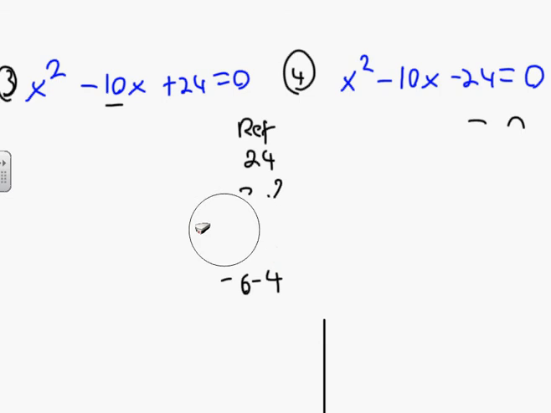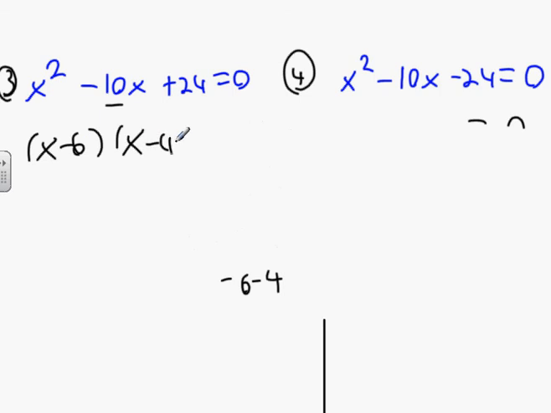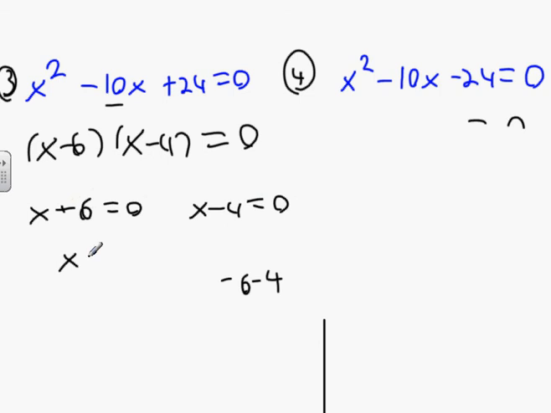So, our answer for this is going to be x minus 6, x minus 4 equals 0. Then after that, x minus 6 equals 0. X minus 4 equals 0. Then after that, x equals 6. X equals 4. Many people got x equals 6, x equals 4.